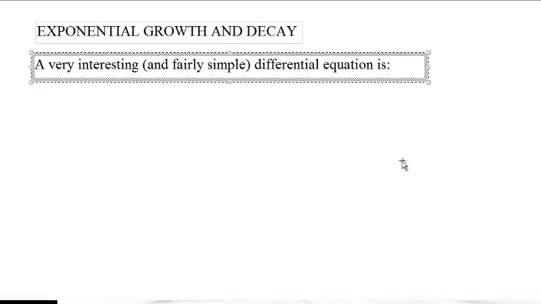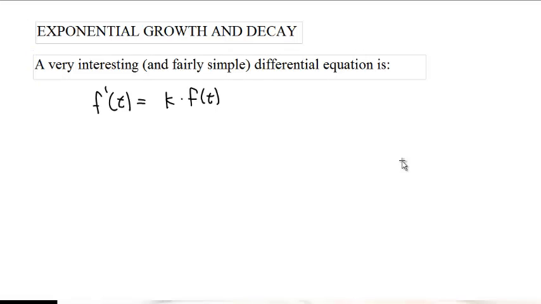Okay, we're now going to talk about exponential growth and decay. There's a very interesting and fairly simple differential equation that is very, very important and powerful. Here it is: the derivative f prime of t is k times f of t.